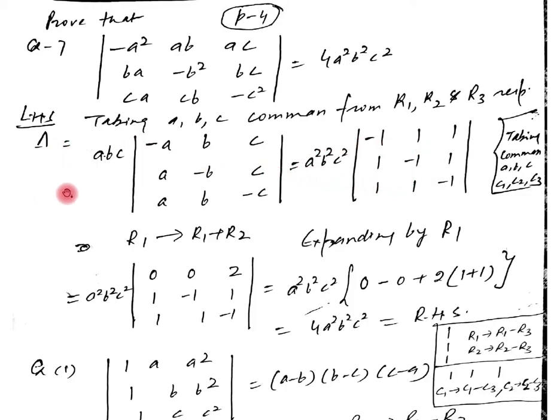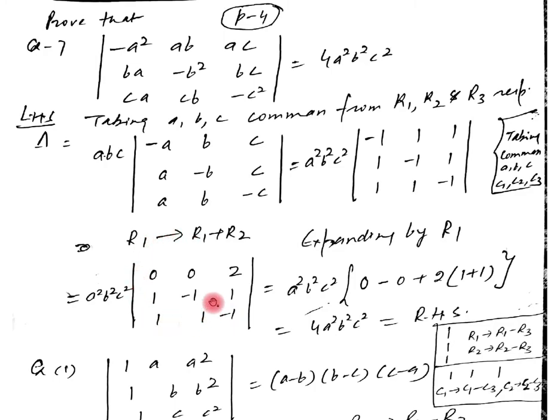First we have taken common from the rows and then we have taken common from the columns. Now clearly, when we are applying R1 to R1 plus R2, the operation is applied in only R1. What operation are we applying? R1 to R1 plus R2. Then it becomes minus 1 plus 1, 0; 1 minus 1, 0; 1 plus 1, 2. And the second row and the third row will remain the same.